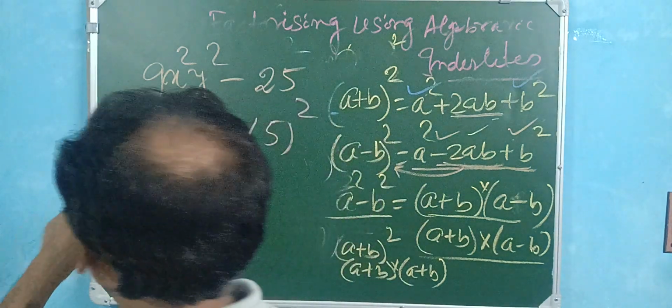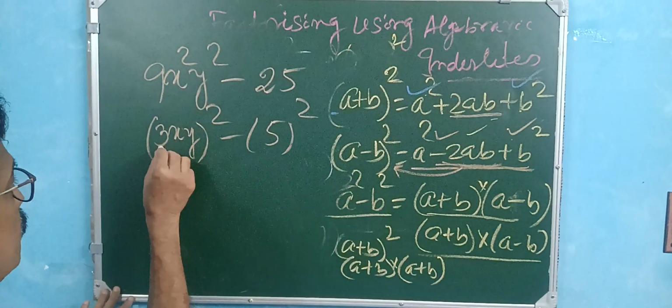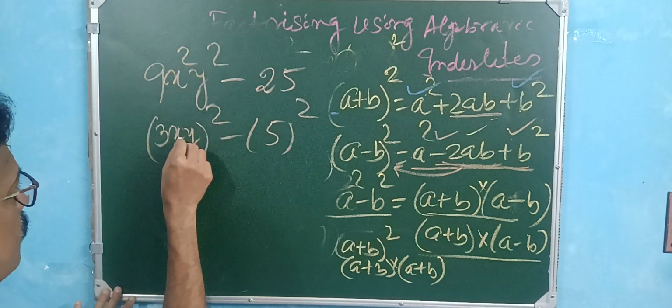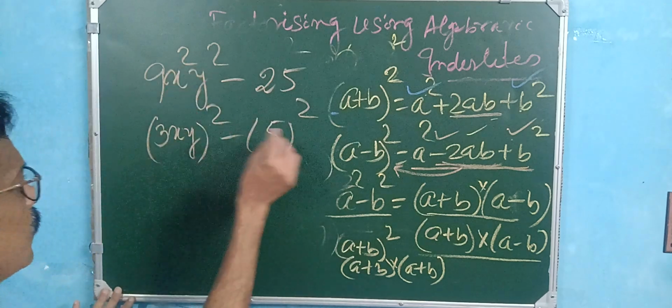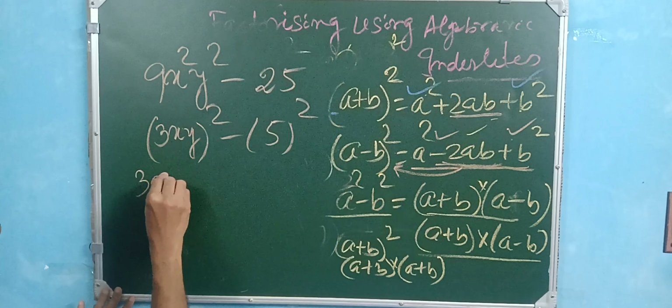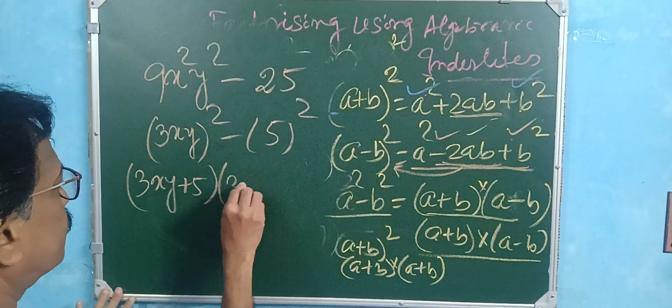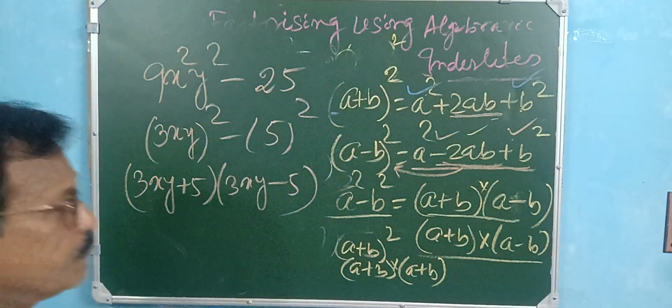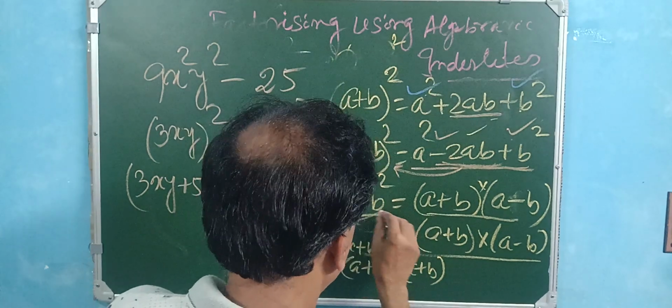So now this is 3xy and this is 5. So a square minus b square, this is a and this is b. Okay, a plus b, a minus b. So you use the formula.